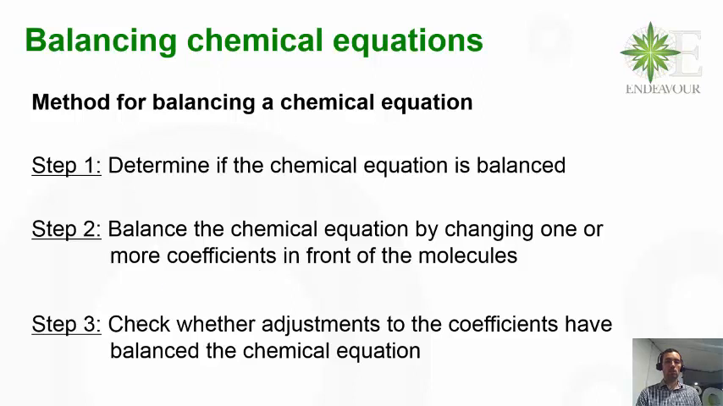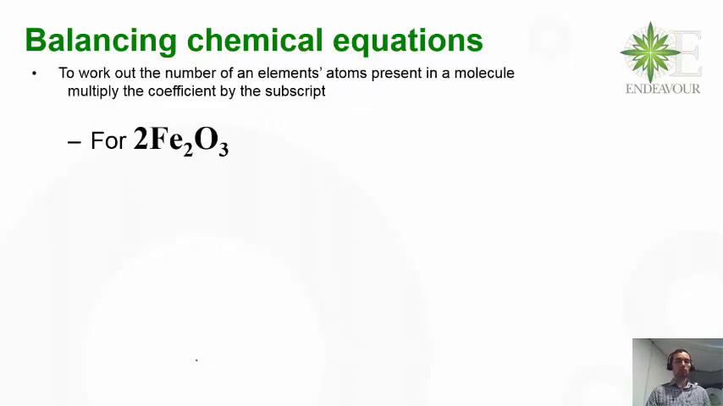Step 3 is essentially very similar to step 1. Essentially, you're just checking whether what you changed in step 2 by changing the coefficients was actually enough to balance the chemical equation. So the majority of what you're doing in balancing chemical equations is just counting the number of each atom type on the reactant and product side. And if it's not balanced, then you have to keep trying to change the coefficients until it does. There's a little bit of trial and error with this, and you may not get it right on the first attempt, but you can keep trying. So let's have a look at how this works.